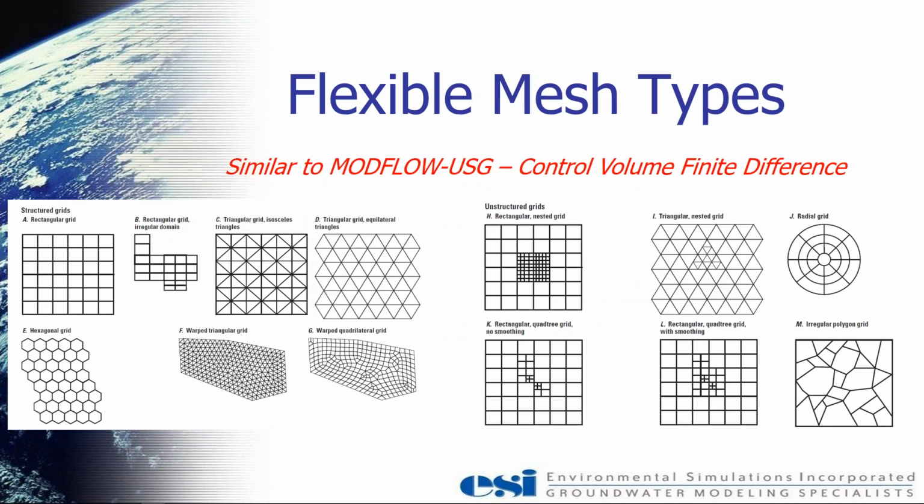MODFLOW 6 is very similar to MODFLOW USG in many ways. They both use the control volume finite difference technique, and they both support a wide variety of mesh types. All of the MODFLOW USG mesh types supported by Groundwater Vistas are also supported by MODFLOW 6 in its current release. So these include the structured grid, the normal MODFLOW row column layer orientation with rectangular cells, as well as triangular meshes, Voronoi polygon meshes, nested grids, quad tree grids, and so forth. Those are the ones that are supported by Groundwater Vistas.